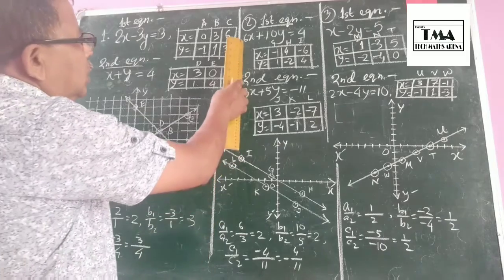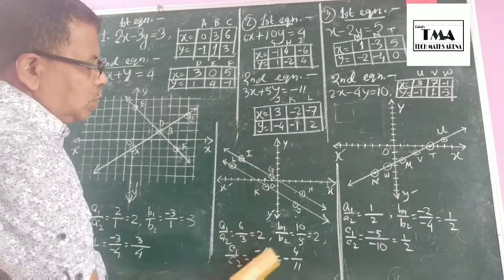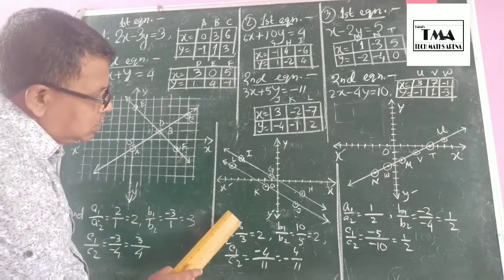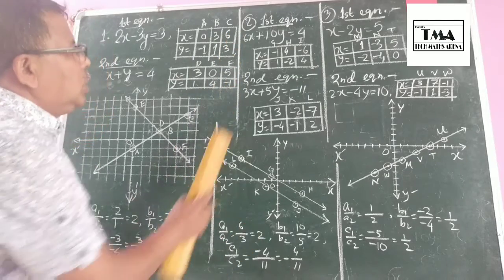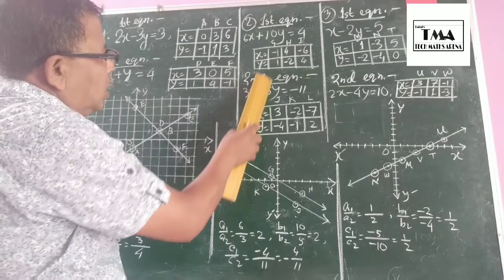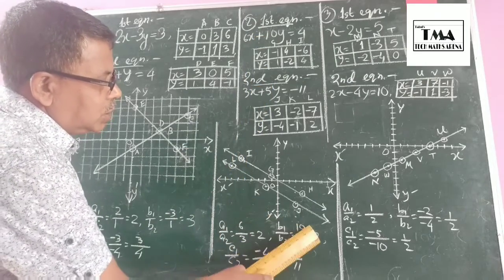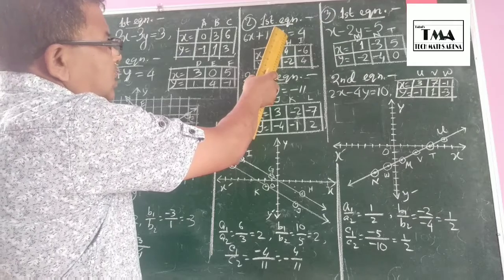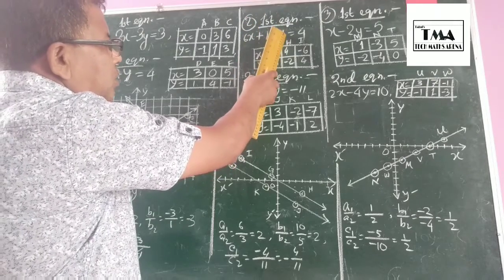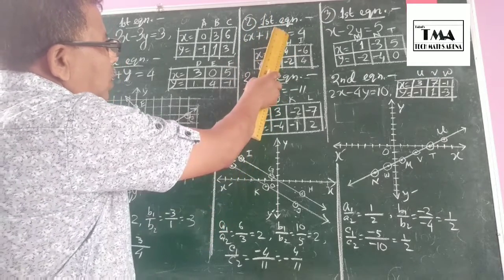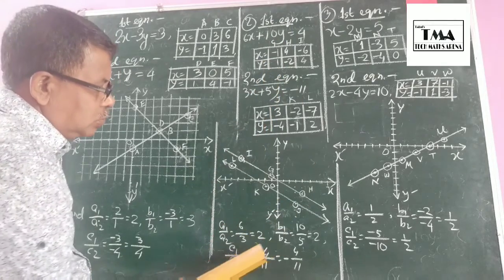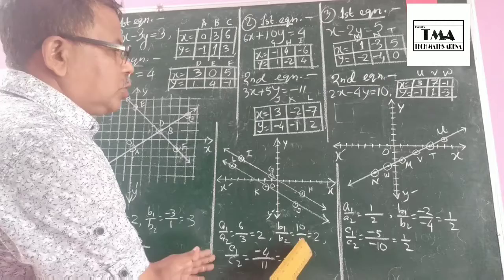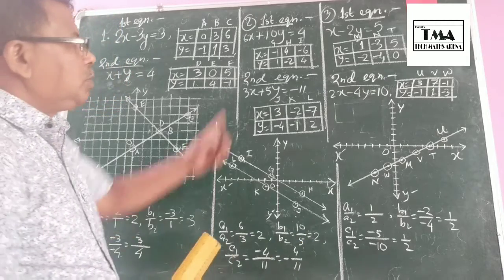Now comparing the ratios a1 by a2, b1 by b2, c1 by c2, we have a1 by a2, that is 6 by 3, which is 2, and b1 by b2, 10 by 5, which is 2. Then after changing it into standard form, this is minus 4 and this is plus 11, so c1 by c2 is minus 4 by 11. So we have got three ratios from these two.